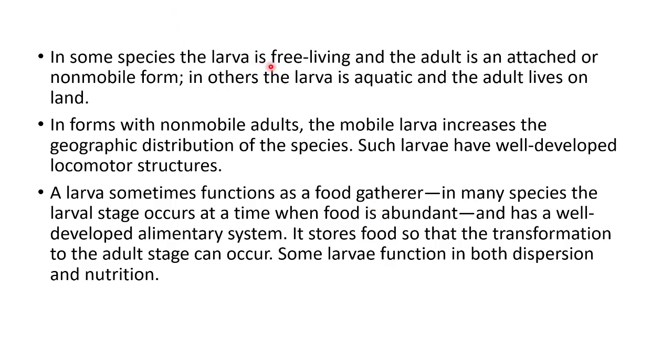In some species, the larva is free living and the adult is an attached or non-mobile form. In others, the larva is aquatic and the adult lives on land. So, the larva lives in a different way than the adult. In forms with non-mobile adults, the mobile larva increases the geographic distribution of the species.